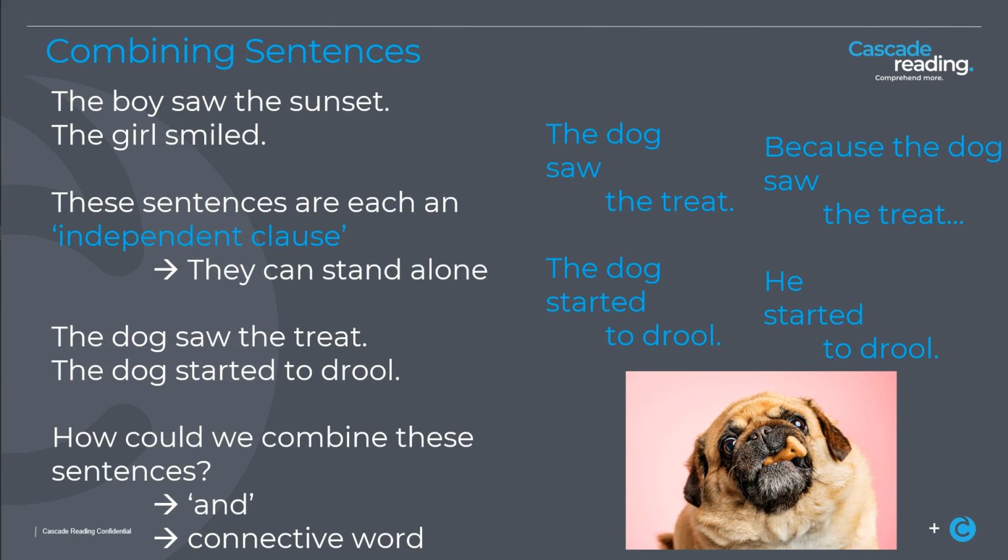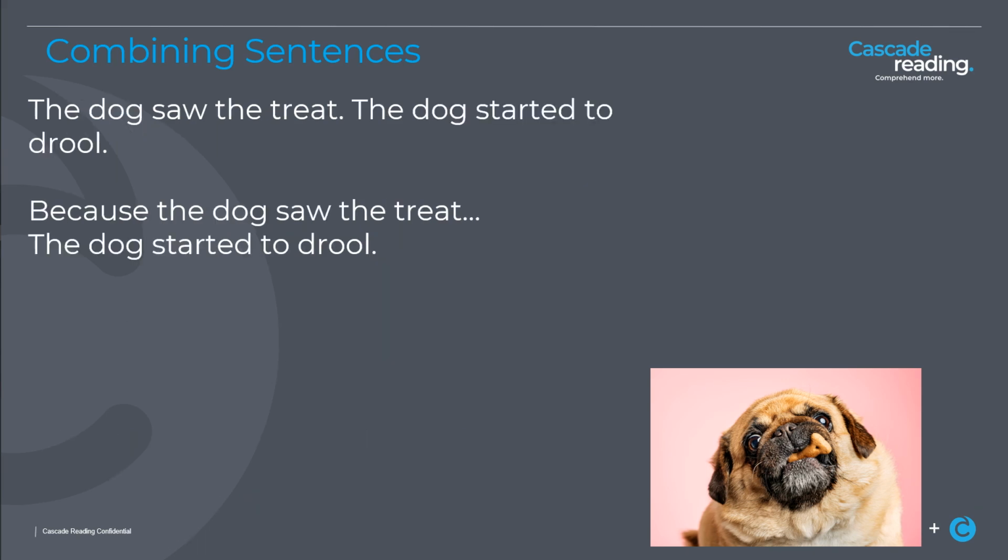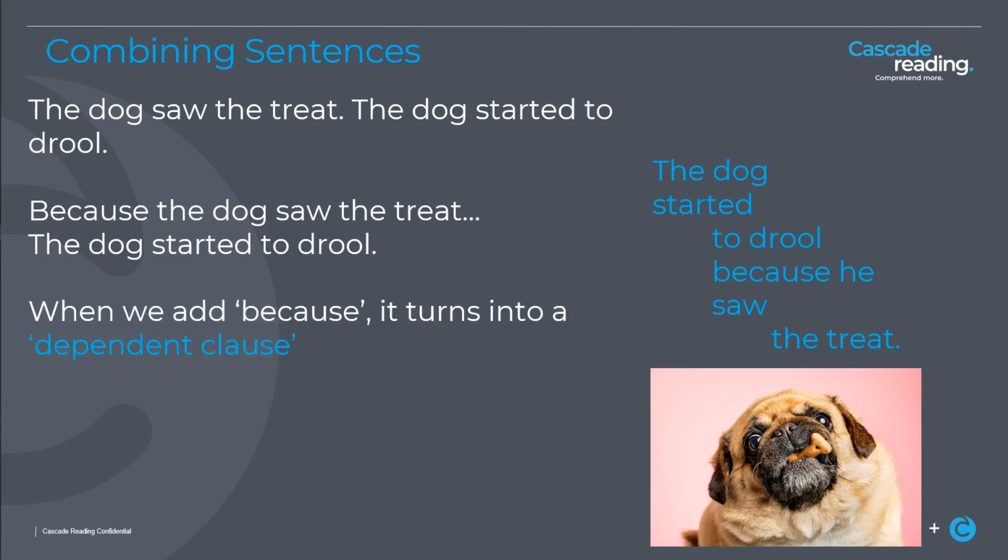We now know that the first sentence, the dog saw the treat, when we add because to it, we know that that first sentence caused the second sentence. So how do we now combine these two sentences? We add the word because, it turns that independent clause, the dog saw the treat, into a dependent clause, meaning that it can't stand on its own.